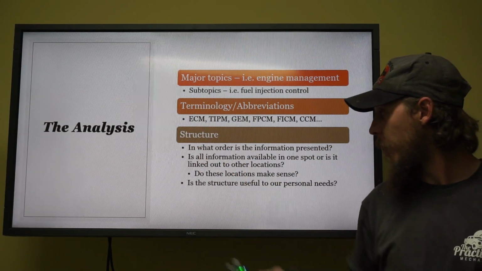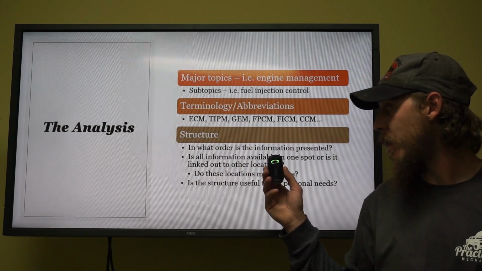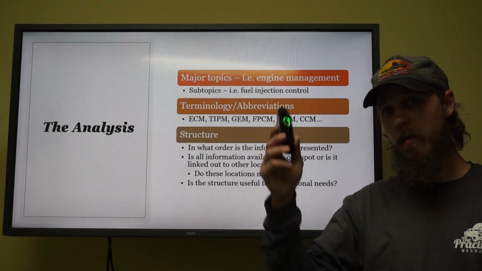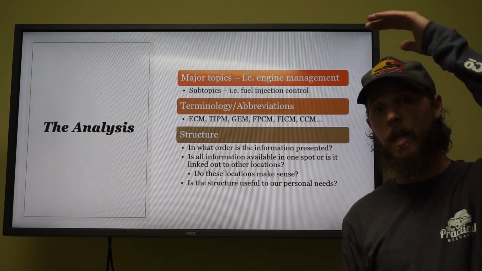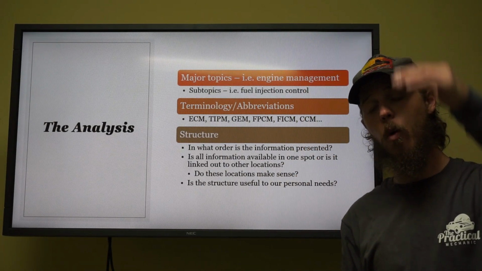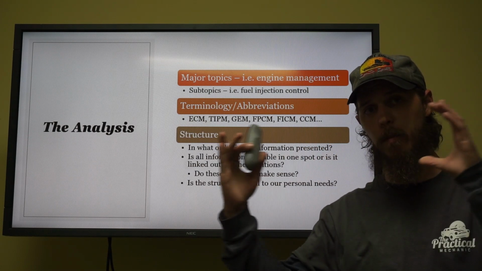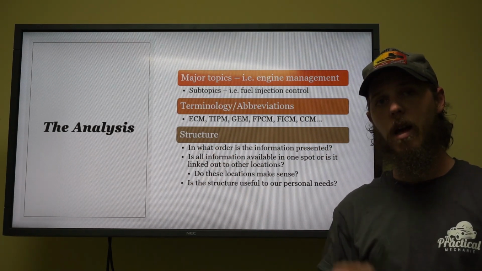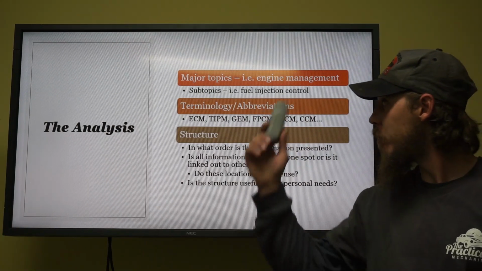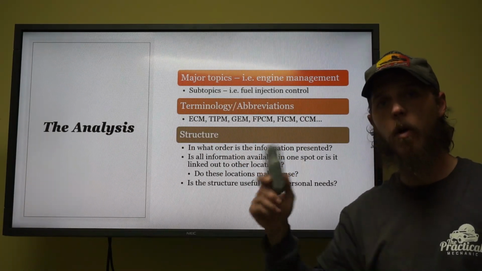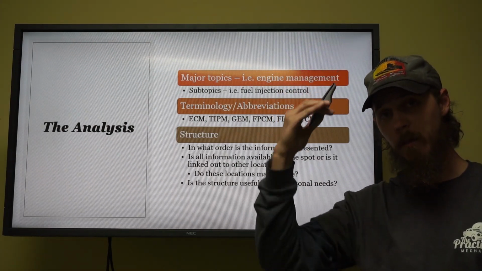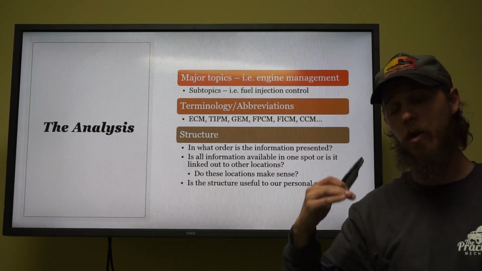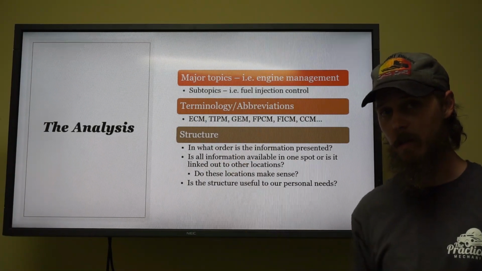So, when we get to structure, what order is the information presented in? Generally, most OEMs put it in a hierarchical manner, meaning at the very top is our core general concept, a very broad base of knowledge. And then it breaks down into subsystems like fuel injection, spark control, air control, whatever it may be. And from there, it breaks further down into individual components that feed those subsystems.